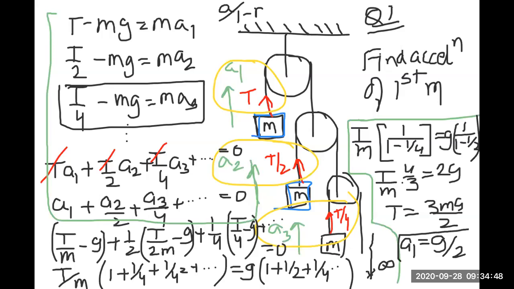Right? Not only can you find A1, you can actually find every acceleration, and you will see that it is only the first block which will go up. बाकी सारे blocks they will be coming down. Infinite series of pulleys, right?